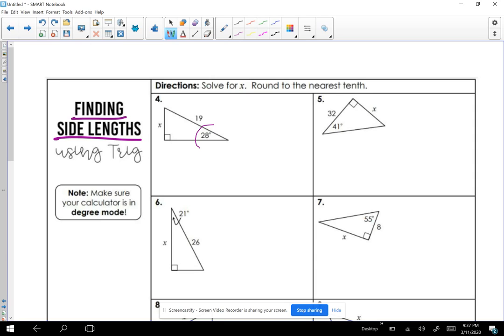So I know that across from the right angle is always my hypotenuse. So I'm going to label next to the 19 with a little h for hypotenuse. And then if I go across from the 28, put my finger on the 28 and go straight across, that's my opposite side. And then the adjacent is the side next to the angle. Now that I have all of this labeled, I want to keep in mind the SOHCAHTOA acronym.